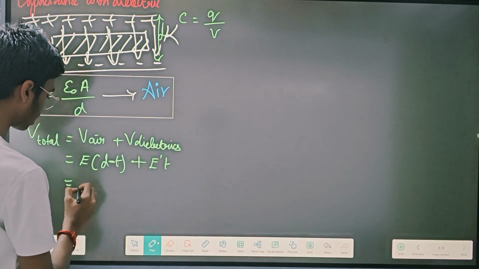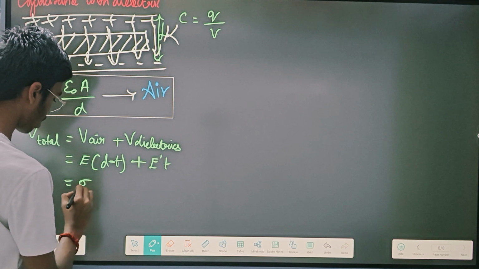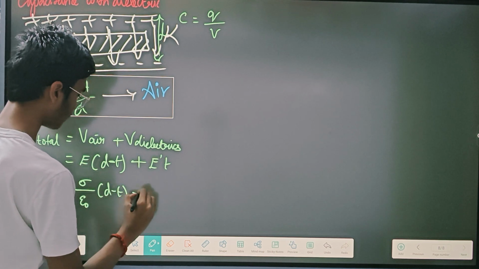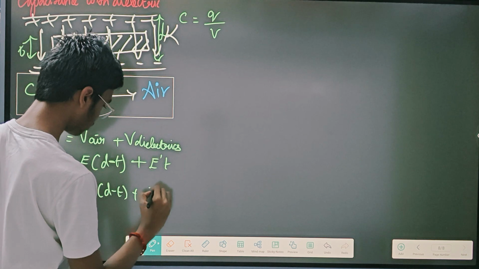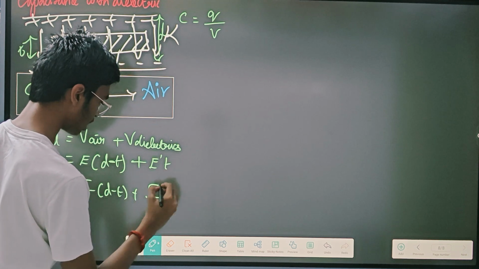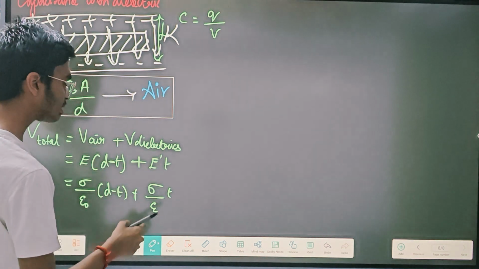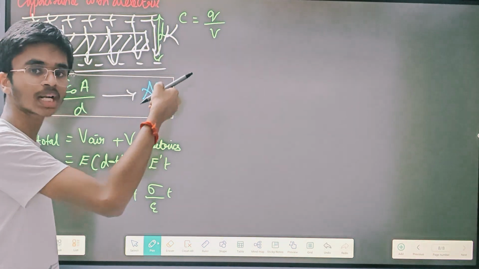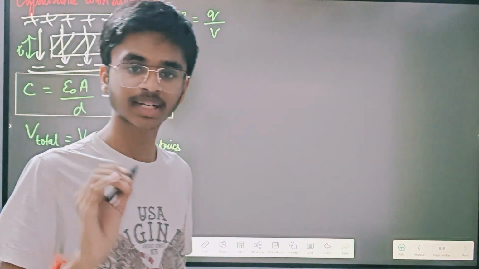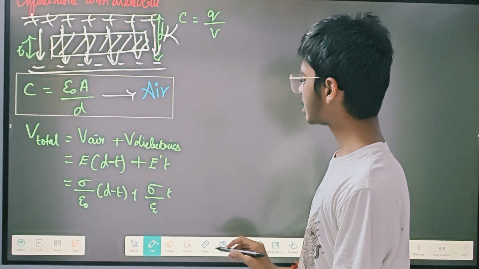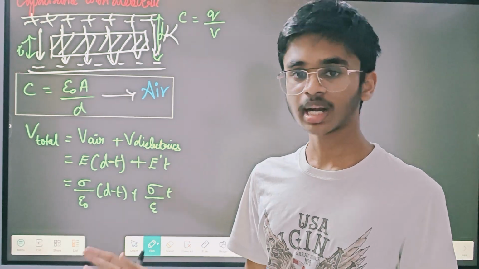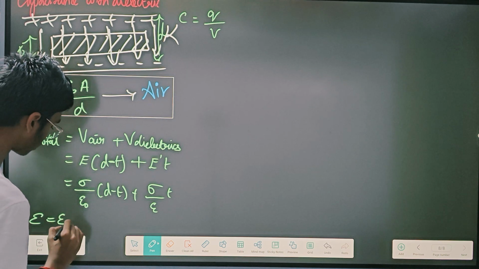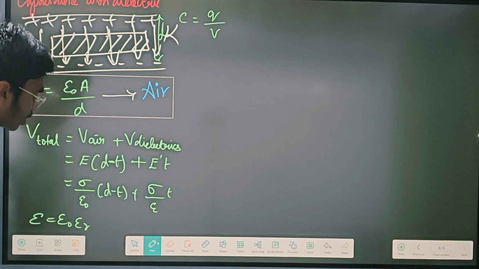So we know that E is equal to sigma by epsilon naught. So sigma divided by epsilon naught into d minus t, plus here it is sigma by epsilon, just epsilon, into t. Why is it just epsilon? Because it is a dielectric. Dielectric is a medium, and for a medium we will not write epsilon naught, we will be writing epsilon only. So epsilon is equal to epsilon naught into epsilon r. We know this formula.